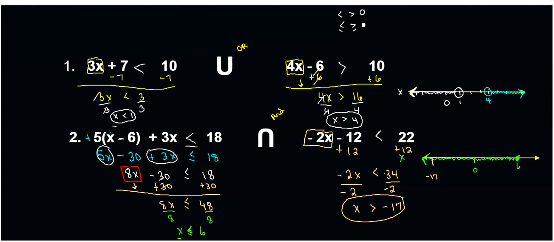Our graph is going to be open on the negative 17, open, and the letter's on the left, it's pointing to the right, so we're going to shade to the right. Goes on forever, right? However, again, because we're graphing an "and," we can only graph what's common to both of them. So I'm going to make another number line right here.